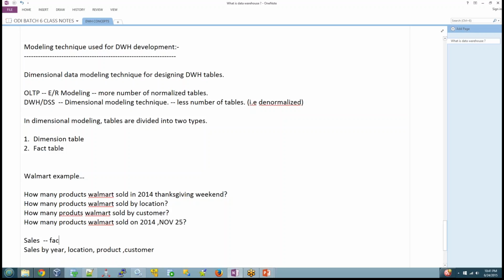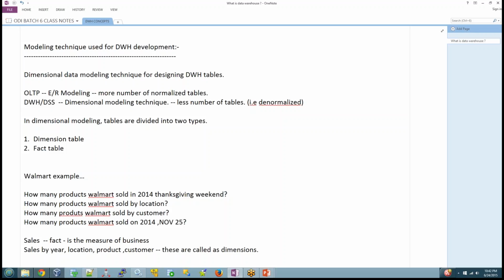This sales is called the fact. The fact is nothing but the measure of your business, what we are measuring. This is measured by the customer, the product, the location and the year. These four are called dimensions. The amount is the business measure, the fact, and these are the dimension table and the fact table.